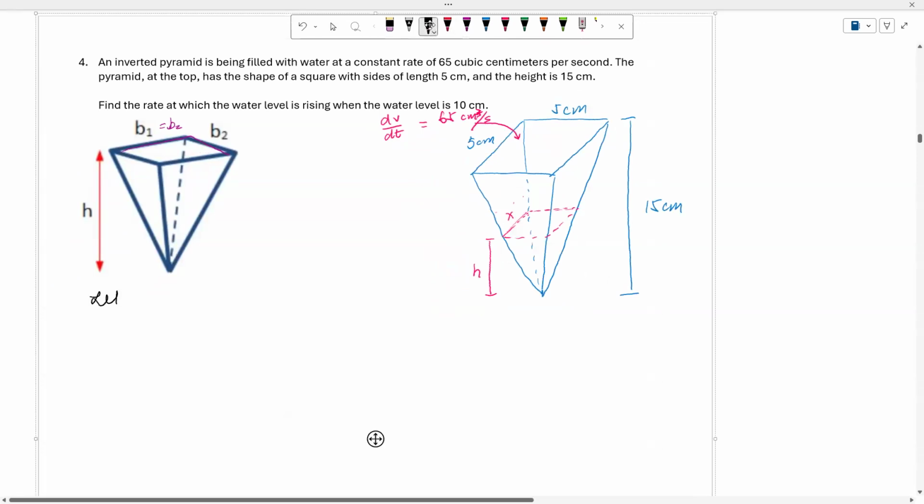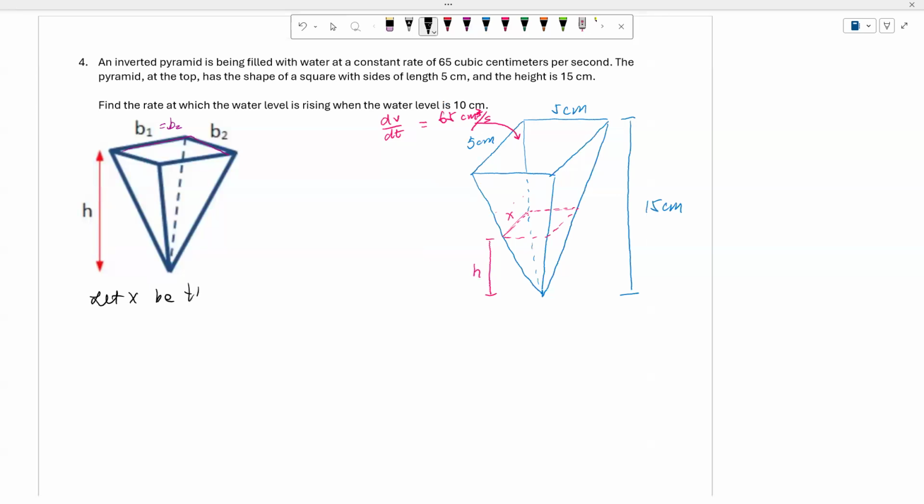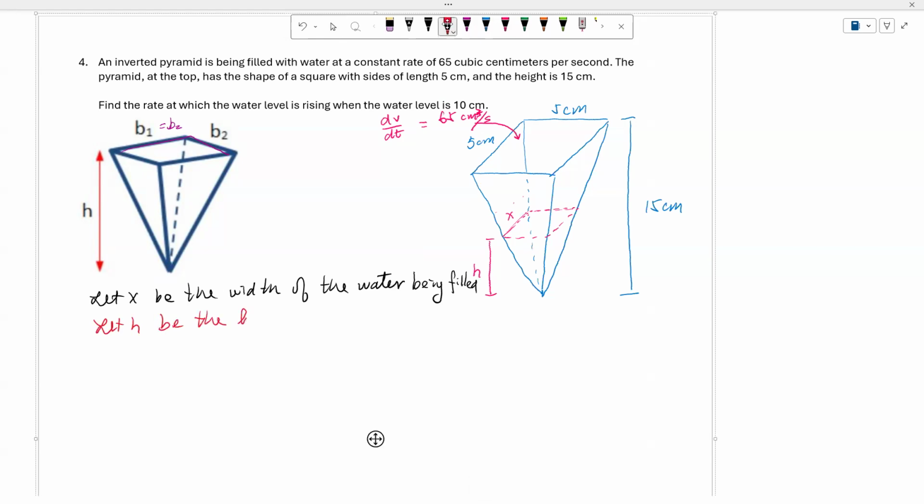First step, I would like to let X be the width of the water being filled. And then I would like to let H be the height of the water level.